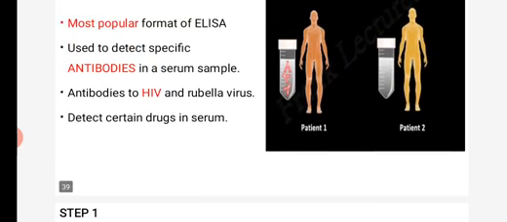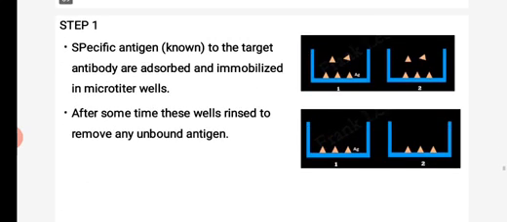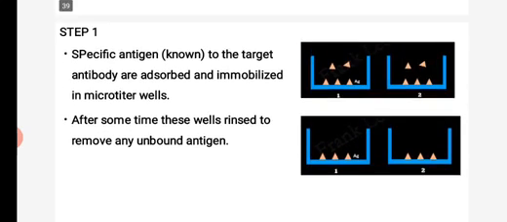Listen carefully. From patient 1 and patient 2 we are taking antibodies for detection. Patient 1 has an antibody, patient 2 does not have antibodies. But the wells are coated with the specific antigen which binds to that particular antibody. If you plan to diagnose the HIV antibody, the wells are coated with the HIV antigen.